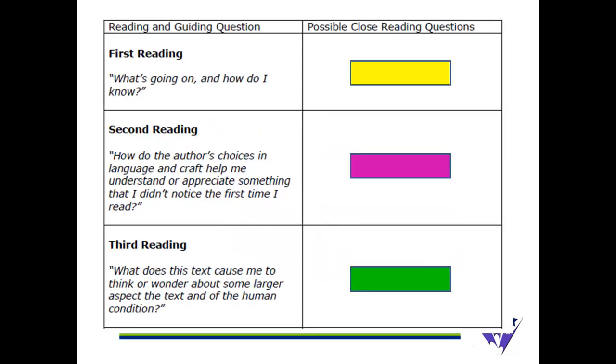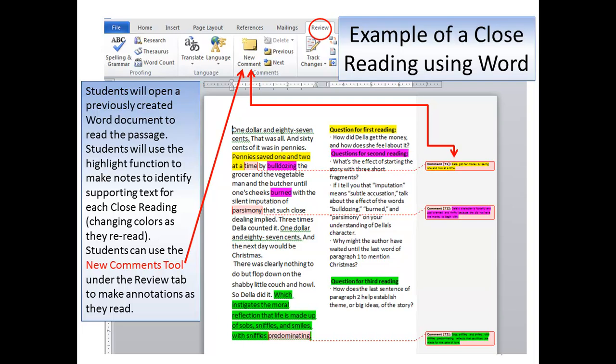Notice that we had used highlighting, yellow for the first reading, purple for the second, and green for the third reading. Here's an example of a close reading text on a Word document. Students would open a previously created Word document to read the passage. Students will use the highlight function to make notes to identify supporting text for each close reading, changing colors as they reread.